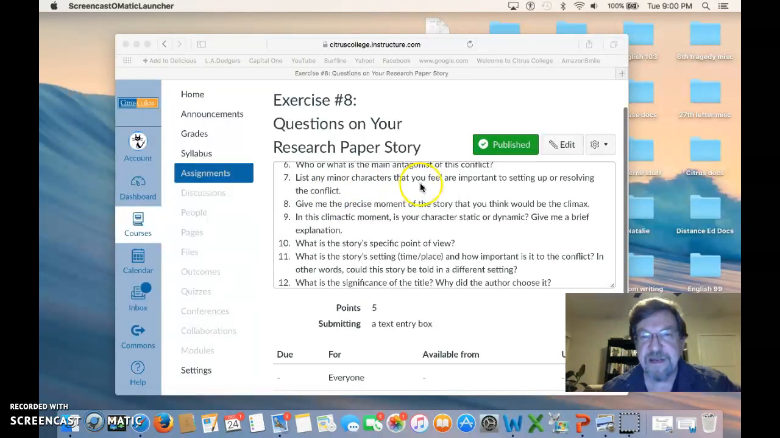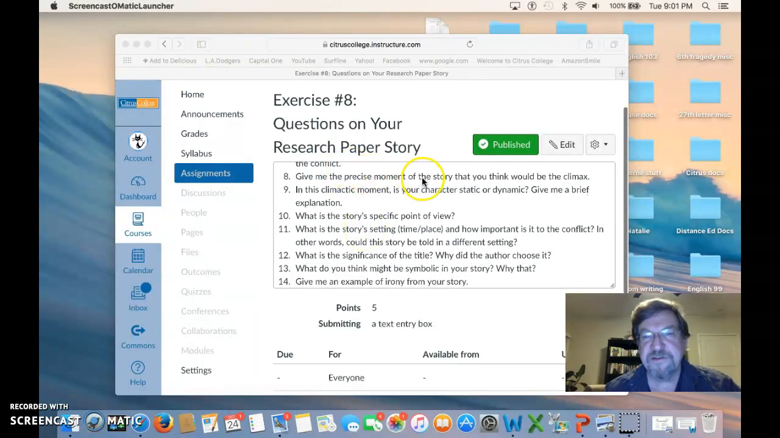List any minor characters you feel are important to setting up or resolving the conflict. Well, obviously Henry is important. We don't need to talk about him much, but beyond that, there's almost nobody else in the story that's really important. I mean, the mother's in there a little bit, the character of the girl who they pick up and take to Alaska, but I don't think either of those characters have a lot to do with the ultimate point of this story. So I'm going to say I don't have much to say for this question, which could happen with a lot of questions you run into as well.